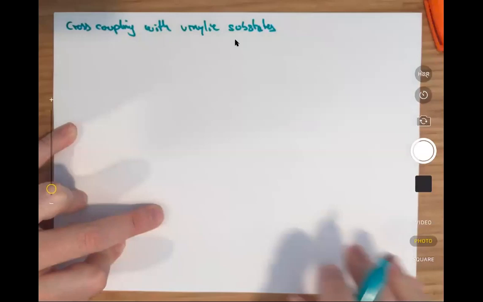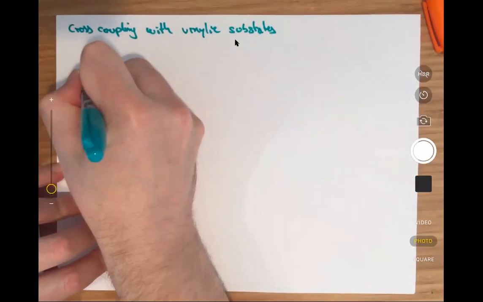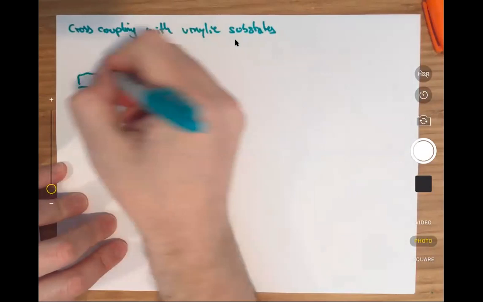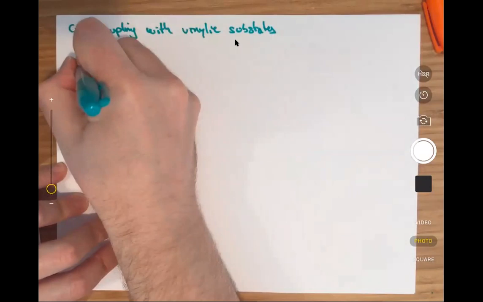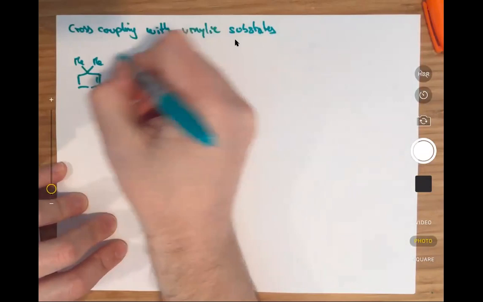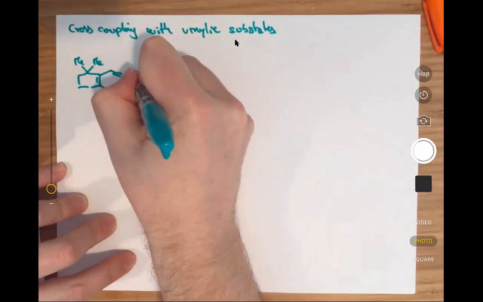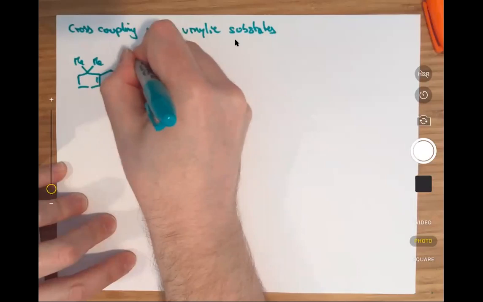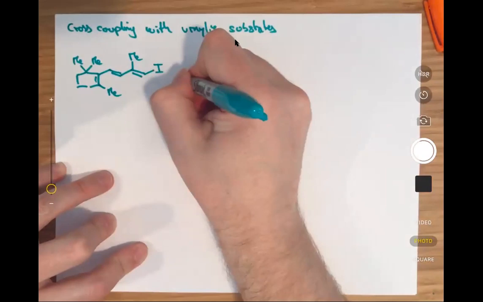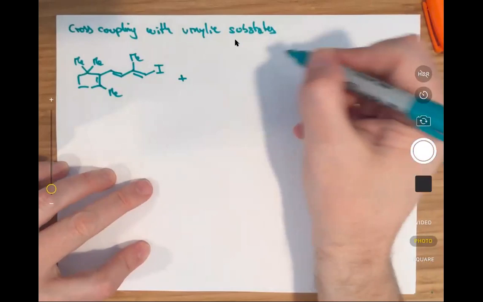This is actually a synthesis that is done on a pretty large scale industrially. And it's actually a feed additive for the farming industry. So we have some methyl groups here, and then you have a conjugated pi system. And then at the end of this, you have an iodine, and another methyl group here. The other coupling partner in this reaction is a boronic ester. So let's use our B here again.